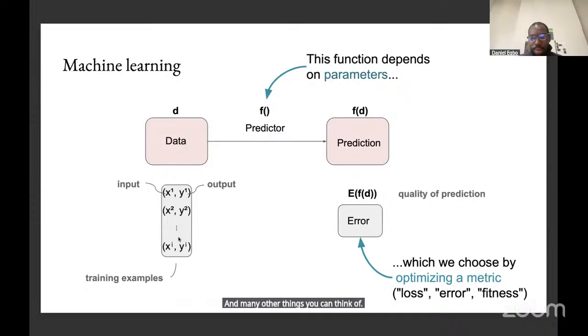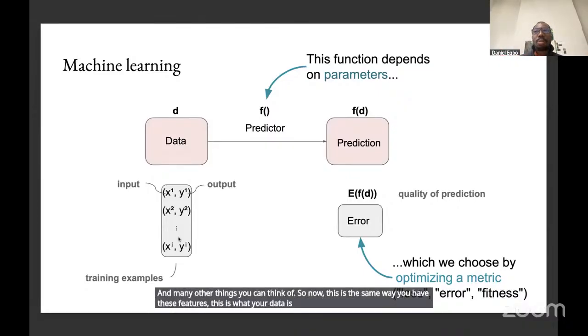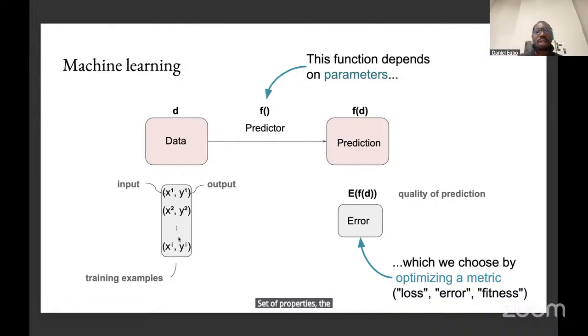So this is the same way you have these features. This is what your data is, because when we talk about data, it is more like a set of features that you have prepared, a set of properties, the information that you have prepared in a way that machine learning can understand. And then after we do this, you pass this data to an algorithm that we usually call an estimator. Now, this estimator takes this data. We call it the training data set.